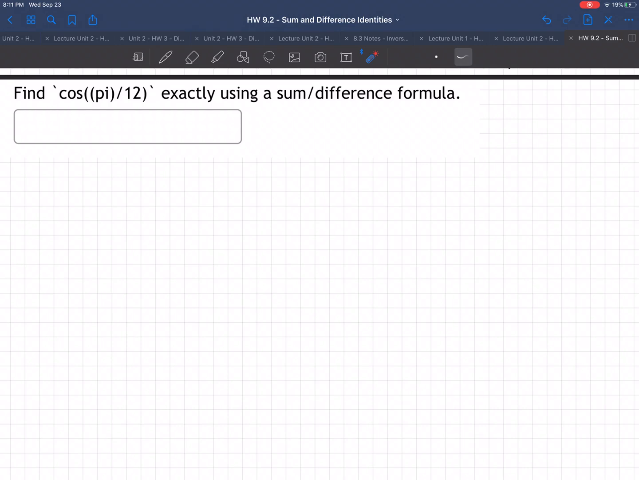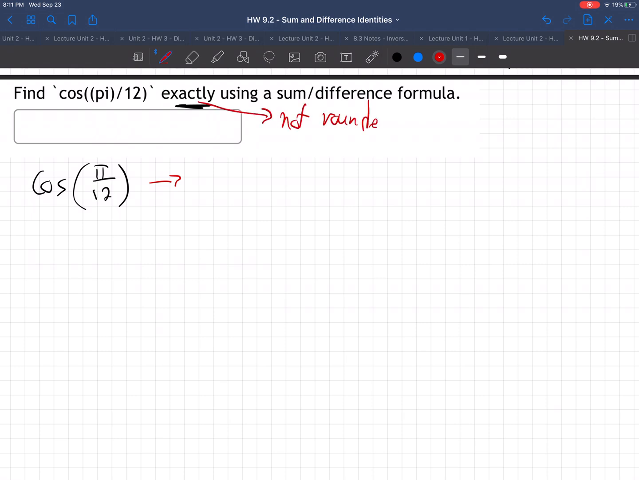Welcome to an example in which we're finding the cosine of pi over 12 using a sum or difference formula. So the question is the cosine of pi over 12, and they want it exactly. So exactly means not a rounded decimal.